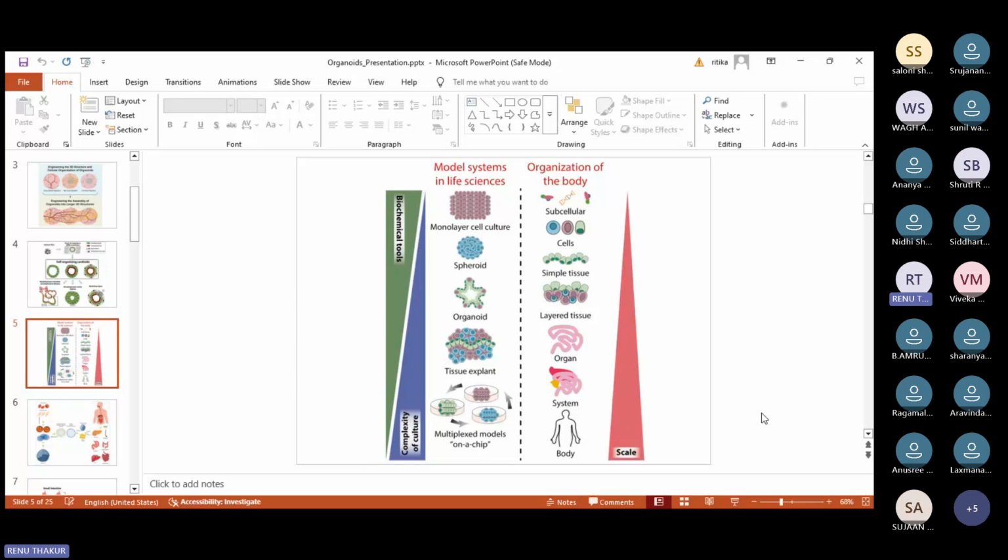Now, if we say multicellular composition, they contain various cell types, including epithelial, stromal, and sometimes vascular or neural cells, which contribute to their functional complexity. Okay, so this is the multicellular composition effect on the complexity and organization. Next, we discuss the advantages over 2D structures or cultures, which we have discussed in our previous lecture.